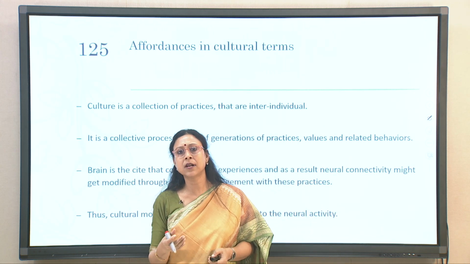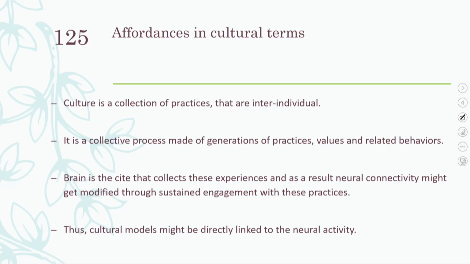Now, this can be understood in cultural terms as well. Culture is a collection of practices that are inter-individual. It is a collective process made of generations of practices, values and related behaviors. So, the brain is the site that collects all these experiences, and as a result neural connectivity might get modified, and it does get modified, as some studies have already shown, through sustained engagement with such practices, as a result of which we create cultural models, and those cultural models have a direct connection to neural activity. So, this is how you can understand affordance in cultural terms with respect to our social brain.